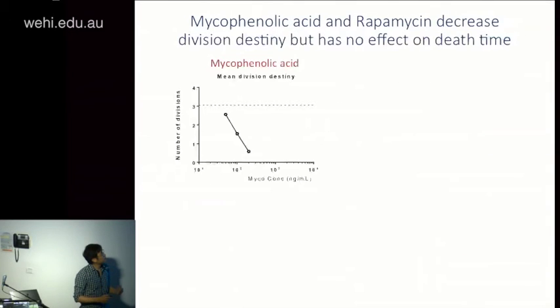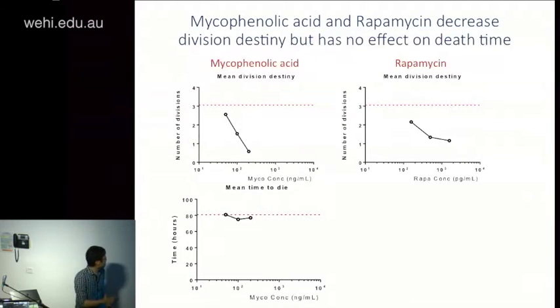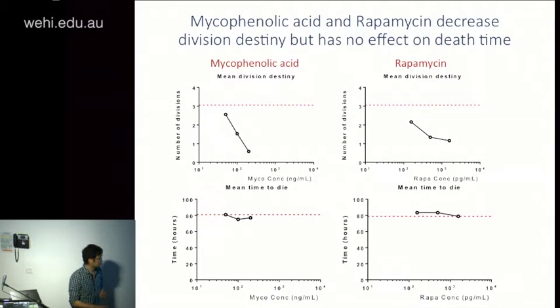So if you were to look at the effects on the number of times cells divide, you can see that in a dose-dependent manner, mycophenolic acid decreases the division destiny, and you can also see the same for rapamycin. Note that the red line is basically no drug. So this is the time it takes for cells to die. You can see that mycophenolic acid has no effect, and with rapamycin it also does not affect the time it takes for cells to die.